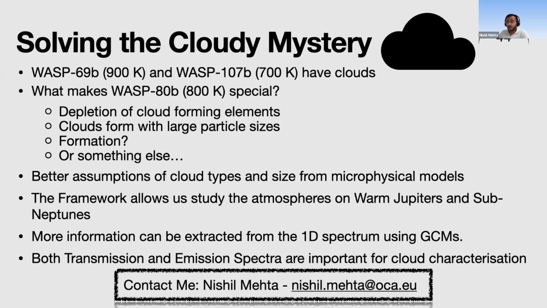And the cloudless and the cloudy framework allows us to study these atmospheres on warm Jupiters and sub-Neptunes in much more detail, and much more information can be extracted from the GCMs than from the 1D spectrum. And finally, I would like to say that both transmission and emission spectrum are important for cloud characterization.